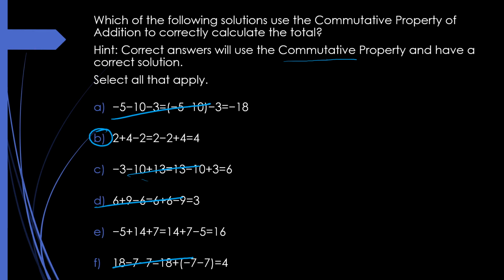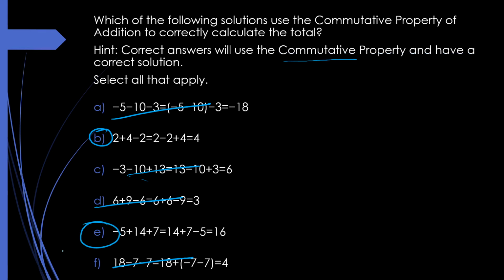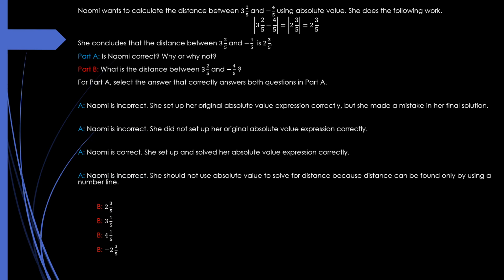Now let's double check E just to make sure that we are not missing anything. I'm going to type this in using my number pad. So I have negative 5 plus 14 plus 7 equals 16. 14 plus 7 minus 5 equals 16. Perfect. So those are the two answers for this problem that are equivalent using the commutative property.